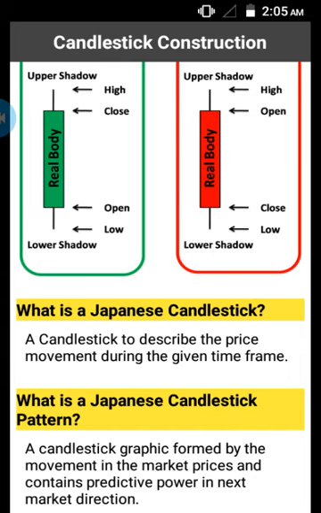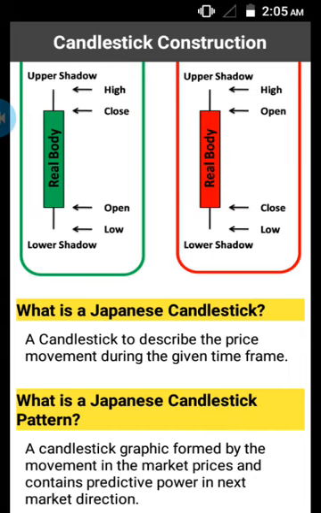So now, what is a candlestick? It is called a Japanese candlestick because it was founded in Japan, in Asia. A candlestick is used to describe the price movement during a given time frame. As you are trading, you will notice that you are trading on a time frame chart. You don't just trade generally. You are trading on a time frame chart.